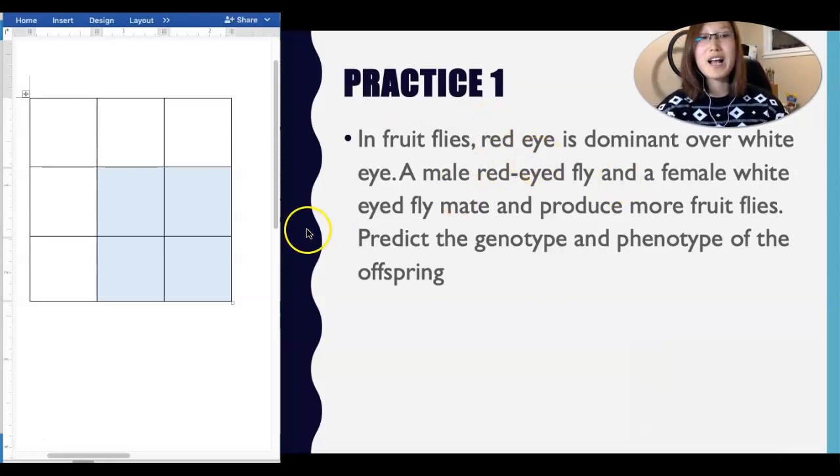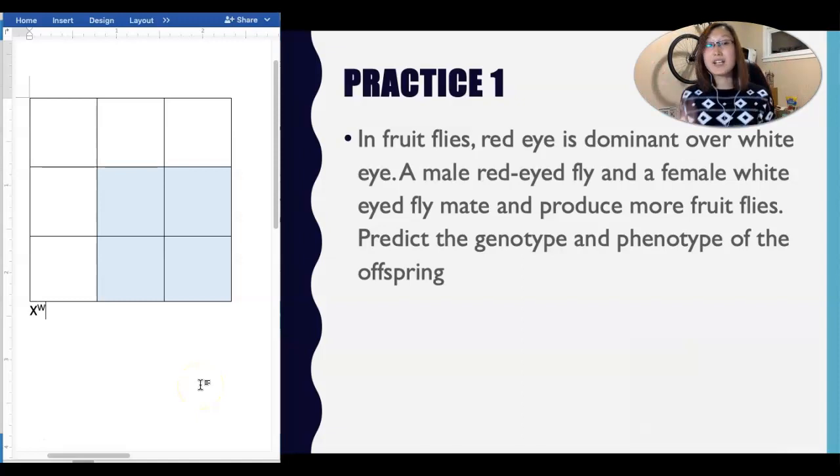So if we have red eye dominant, how we express it is because you need to make sure to understand that this gene is located on an X chromosome, so you're going to do X big W to represent that. And then if you were looking at white eye, then that's going to be expressed as X little w. So these are the alleles, how you are going to represent the alleles.